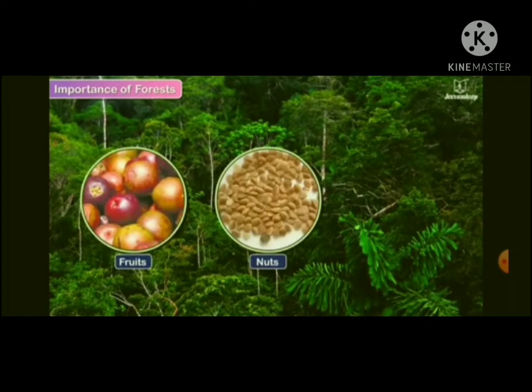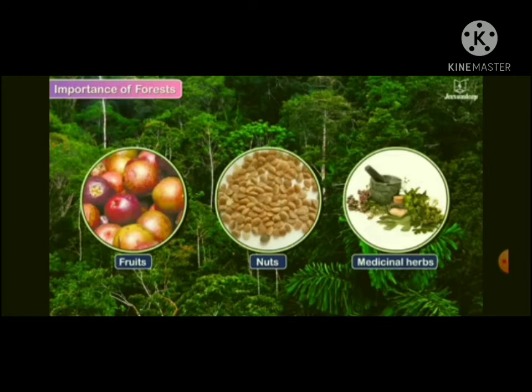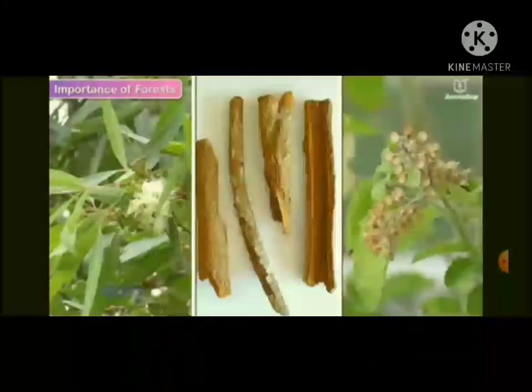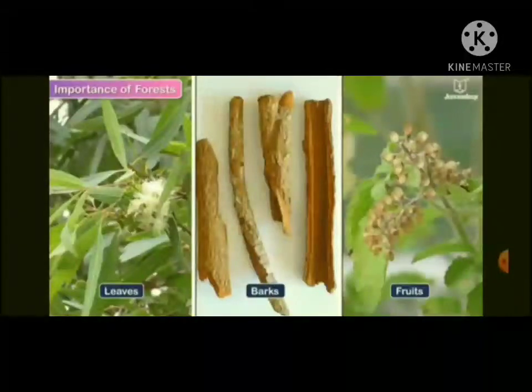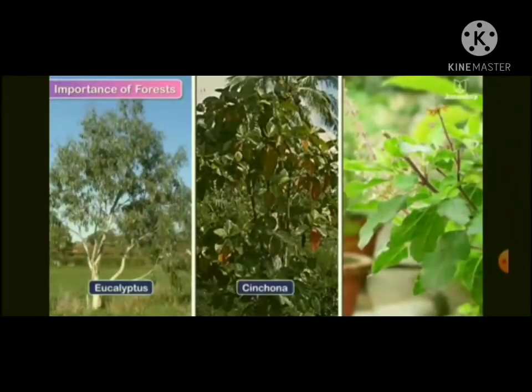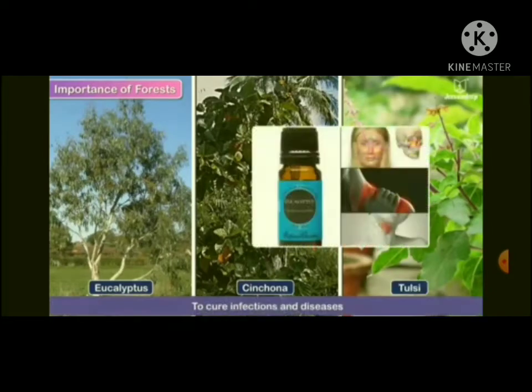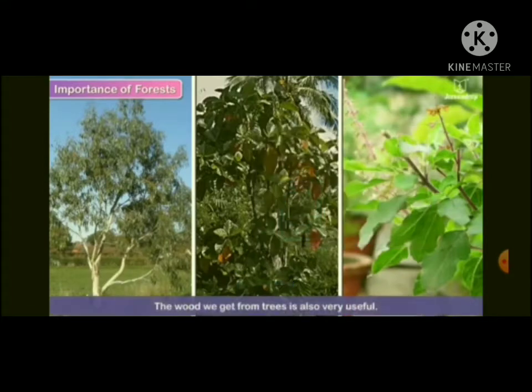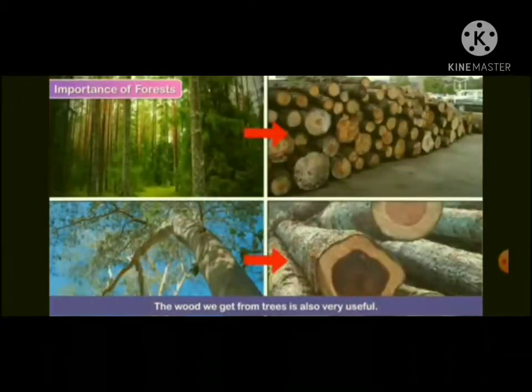We get fruits, nuts, medicinal herbs from forest. Leaves, barks, fruits of some plants like eucalyptus, cinchona, and tulsi are used as medicine. They are used to cure infections and diseases. The wood we get from trees is also very useful.